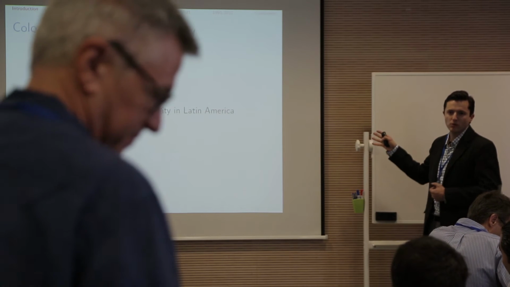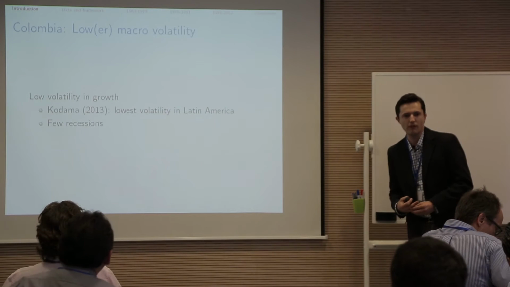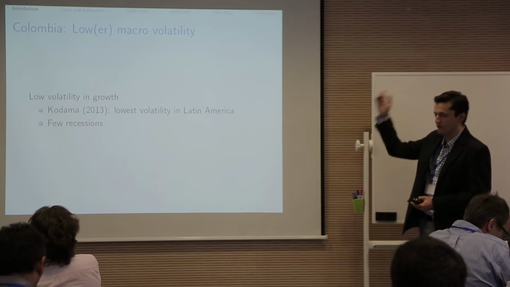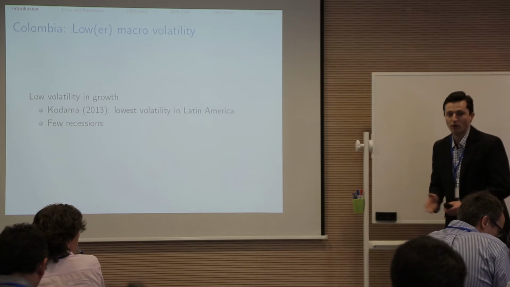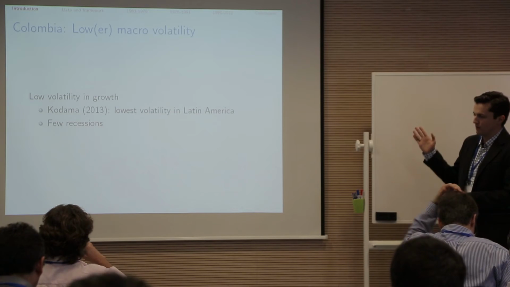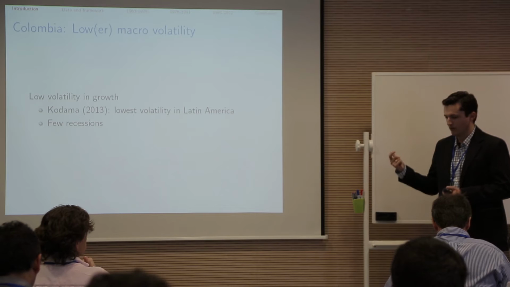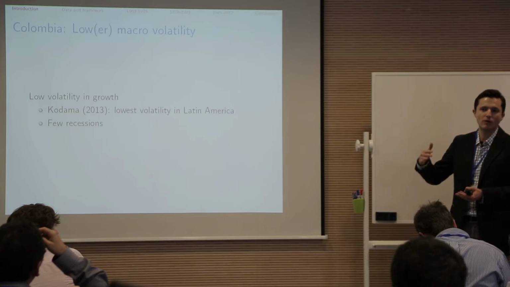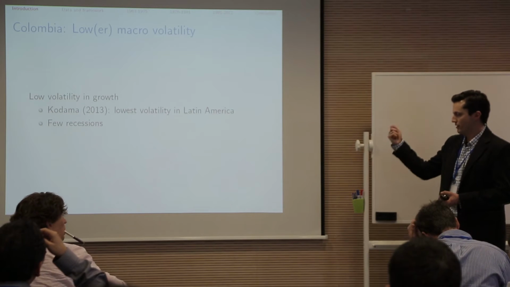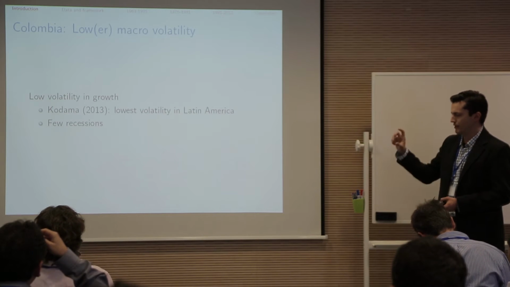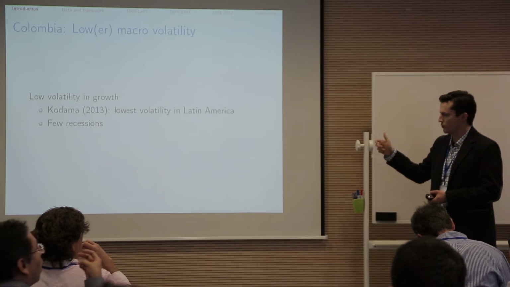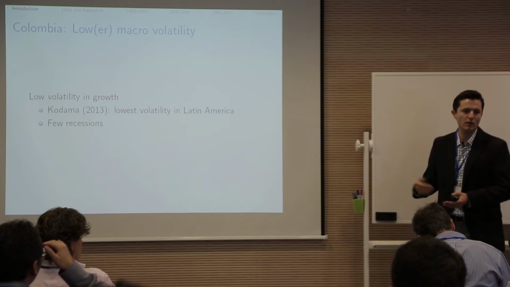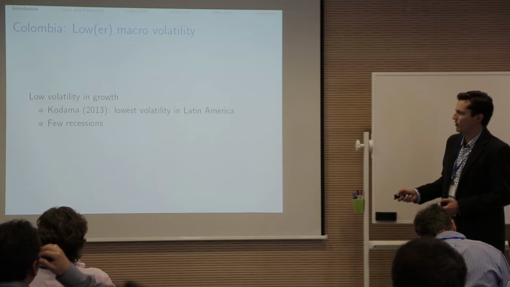So before I go into the data on the fiscal deficit, I just want to point out a couple of characteristics of the Colombian macroeconomy. Mainly, opposite to many countries in Latin America, the macroeconomy in Colombia is not that interesting, in the sense that the volatility is much lower. There have been a couple of works, in particular this one by Kodama, that estimate the cost of the fluctuations, and the cost of the fluctuations for Colombia is the lowest in Latin America, and among the lowest in emerging markets. And in particular, there have been very few recessions in Colombia.